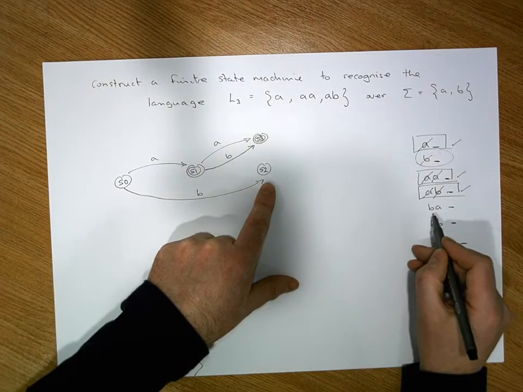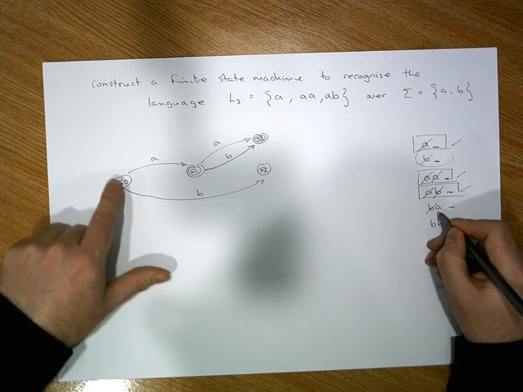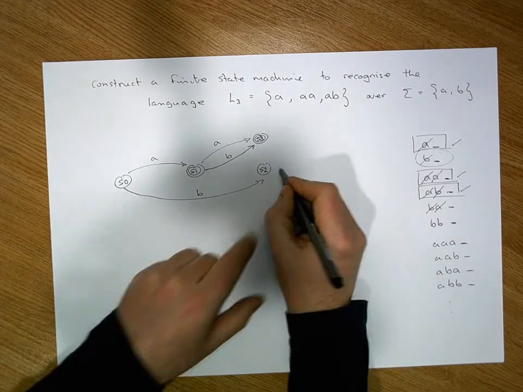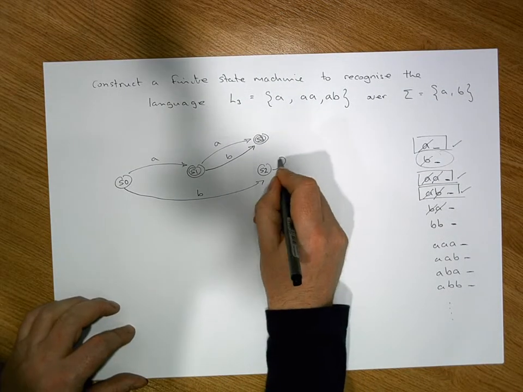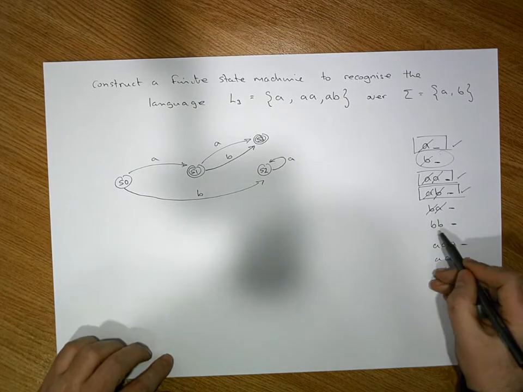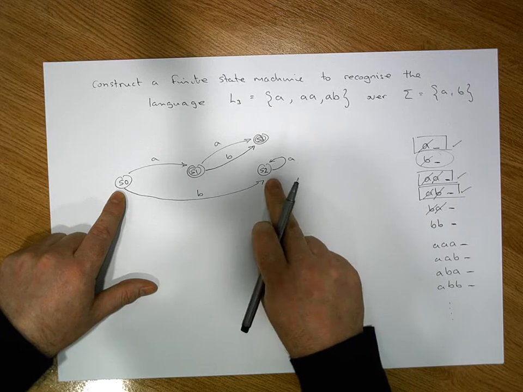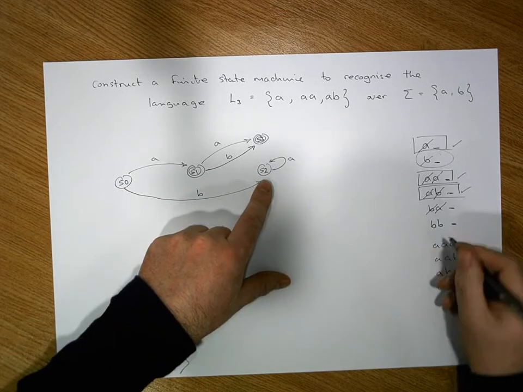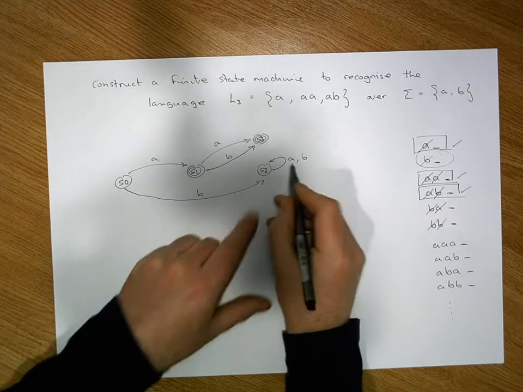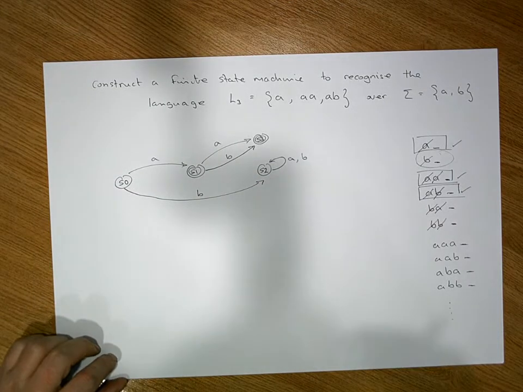So when I consume the B, I go from S0 to S2. When I consume the A, I should not be in a final state. So let's consume the A here, and we remain here on an A. What about BB? Well, when I consume the B, I'm going to be taken to this state here. When I consume the next B, I should also be in this state here, which is a non-accepting state. Okay, and we can continue in this particular fashion.